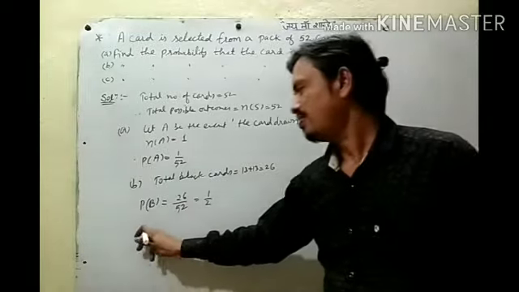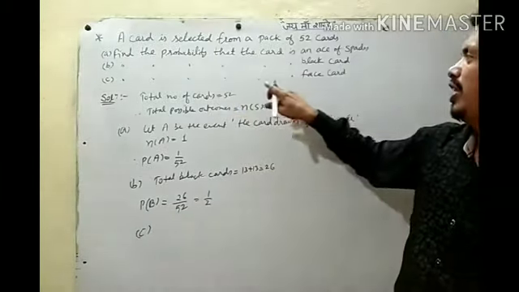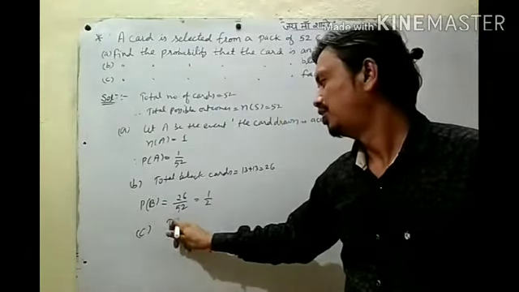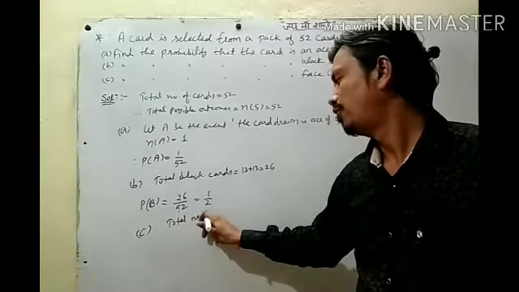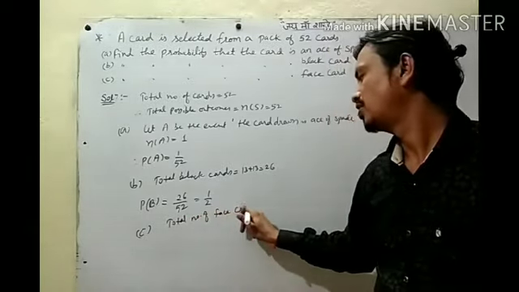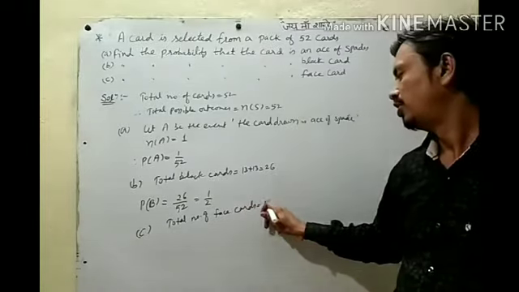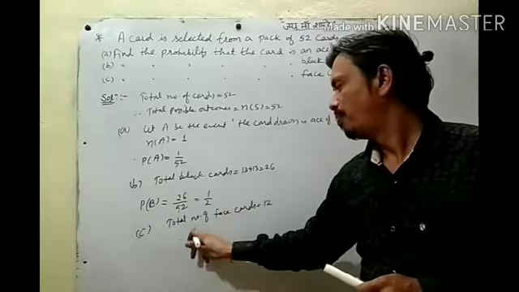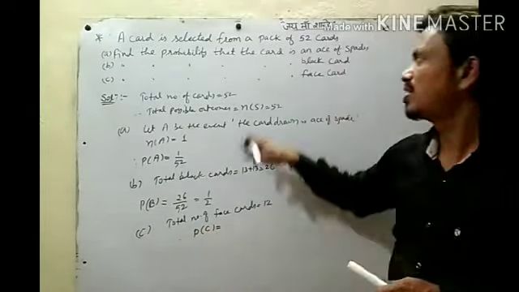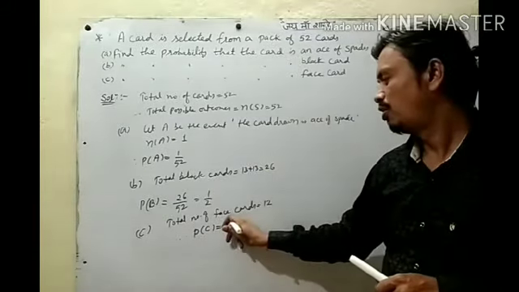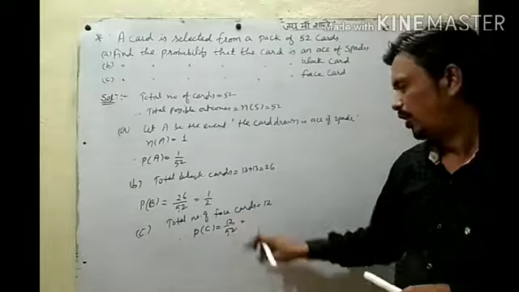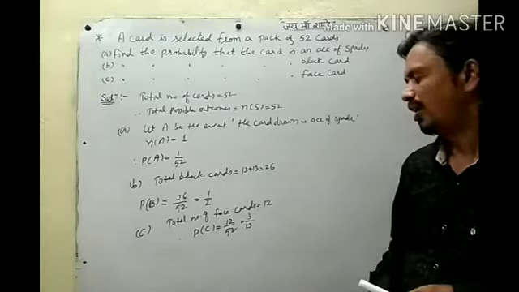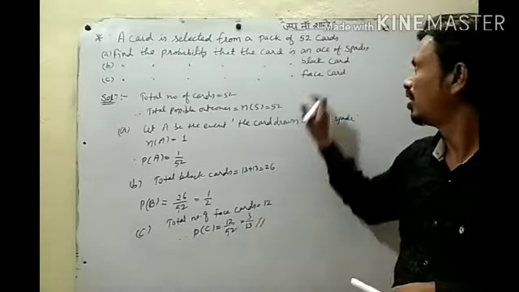Then the third question: we need the probability of getting a face card. How many face cards are there? The total number of face cards is 12. Suppose event C is that the card drawn is a face card. So it will be 12 by 52. Dividing by 4, 4 threes are 12, 13 fours are 52. So 3 by 13 is our chance of getting a face card.